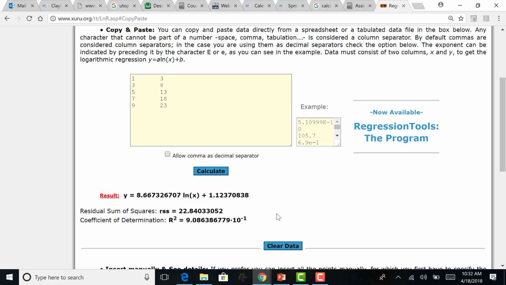So my answer is, and I don't remember if the question said round to how many places. Does it say on there for number 5 to round to any number of places? Okay, I'm going to hold on to 3 places. So that's going to make that 7.667 times the natural log of x plus 1.124. It may ask for more. Now what you have to do is put both of these equations in Desmos and see which one comes the closest to all the points.